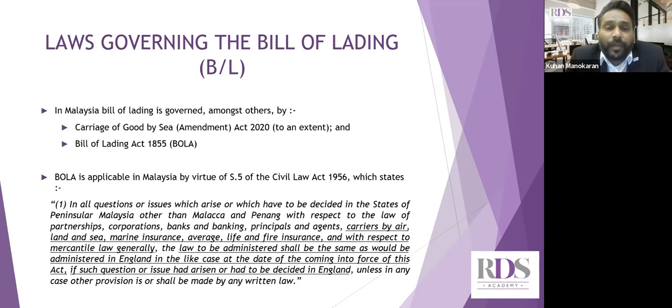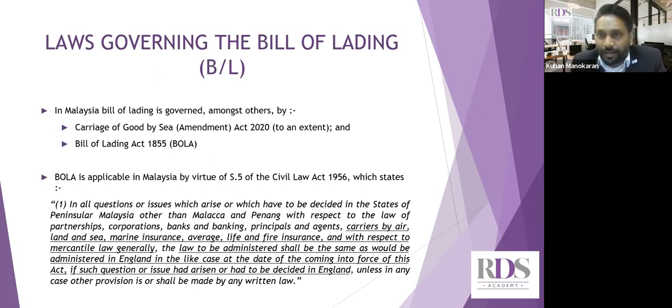Now, however, although this seemingly nonchalant transfer of the bill of lading to a third party, it did not operate to transfer the rights under the bill of lading to a third party due to the doctrine of privity of contract. So in order to overcome this and to effect automatic contractual rights to the endorsee, the Bill of Lading Act, or BOLA, of 1855 was enacted in the UK.